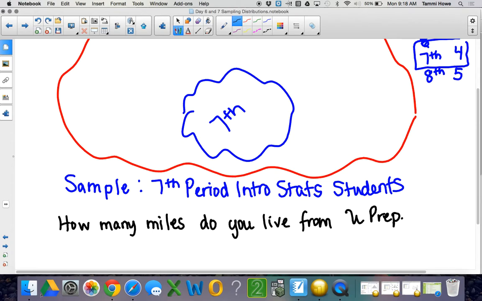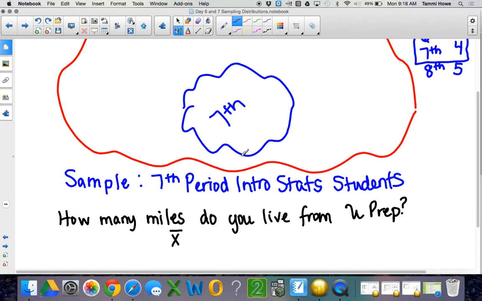And some people are going to say 1 mile, and some people are going to say 10 miles, and some people are going to say 4 miles, and some people are going to say 5 miles. And when I ask seventh period, that's going to become an x bar because it's about the sample. It's the mean of the sample. If I went and asked all intro stat students, that would be a mu. But I didn't go and ask all intro stat students, so I don't know what mu is here. I only know x bar. I only know what seventh period told me.